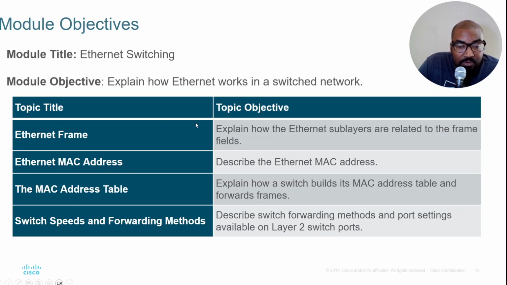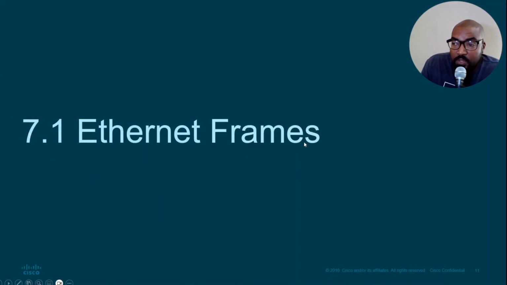We're going to take a look at MAC address tables. I'm going to show you a little Packet Tracer on how those MAC address tables build in a switch. And on switch speeds and forwarding methods, we're going to describe switch forwarding methods and port settings available on layer 2 ports. Ethernet frames.